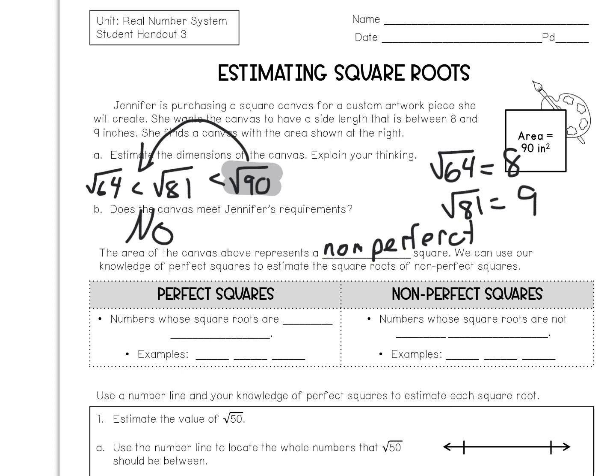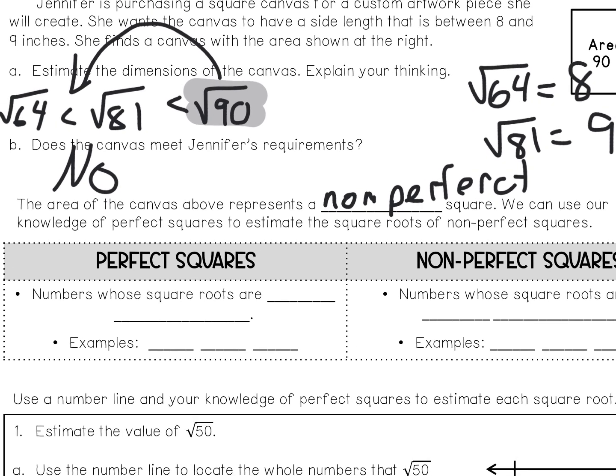Non-perfect square. So our goal this whole paper is to take non-perfect squares and estimate them. So we really don't need a calculator today because we're not looking for exact answers anyway. We're looking for an estimate, which even though we put them in the calculator, we'll still get an estimate, but a more accurate one. Okay?